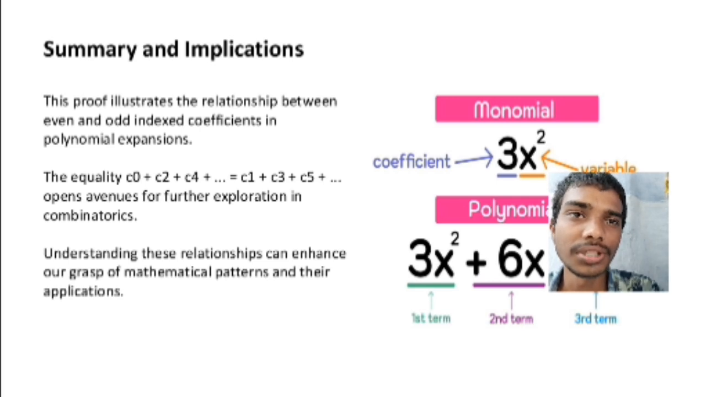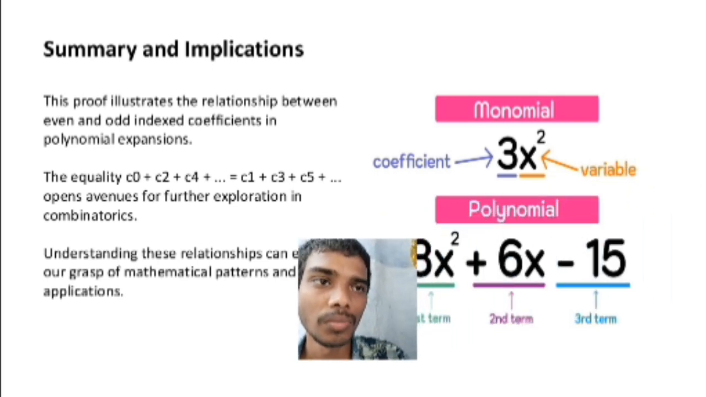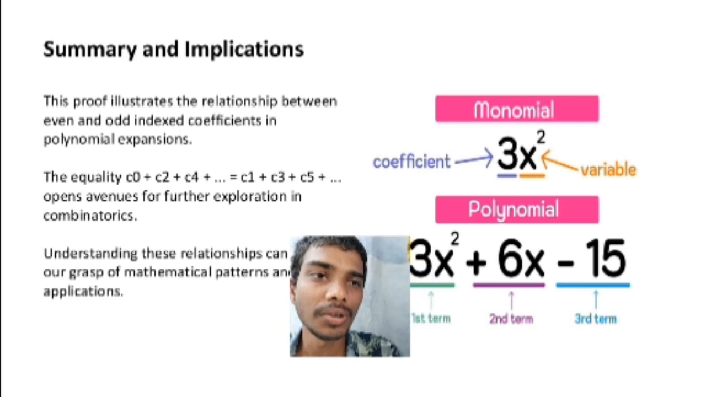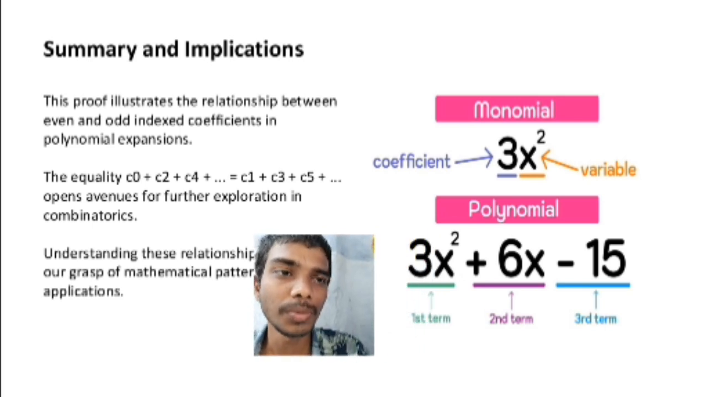Summary and implication. This proof illustrates the relationship between even and odd indexed coefficients in a polynomial expansion, that C0 + C2 + C4 is equal to C1 + C3 + C5, opening avenues for further exploration in combinatorics. Understanding this relationship can enhance our grasp of mathematical patterns and their applications. Monomial coefficient: 3 into x square. Polynomial: 3 into x plus 6x minus 15, first term, second term, third term.